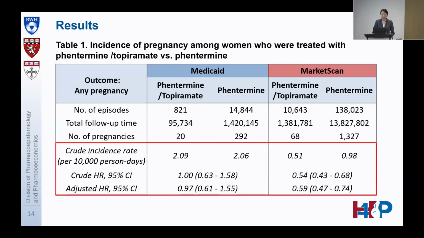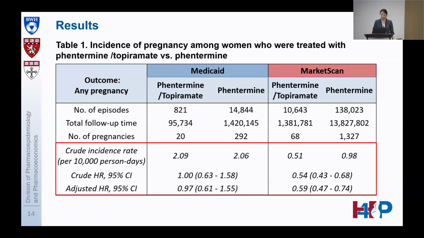This is also potentially due to the two populations being quite different, the privately insured versus the publicly insured population. And then if we look into the phentermine topiramate group, the crude incidence rate is actually 0.5 per 10,000 person days, which is even lower compared to all the other groups we observe in both databases.